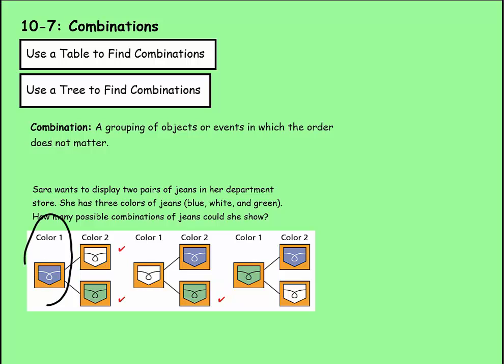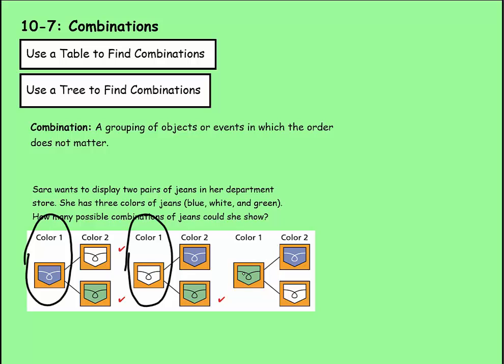We can make the blue pair of jeans color 1, and then with the blue pair we could have the white pair as a combination, or the green pair as a combination. We could have the white pair as color 1. If we have blue as color 2, notice we've already done blue and white before, so that wouldn't be a combination. That's why there's no check mark there. But we haven't done white and green before.